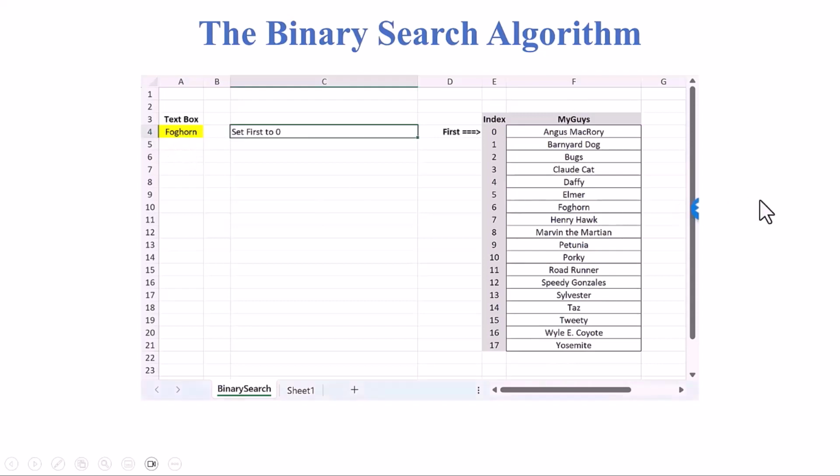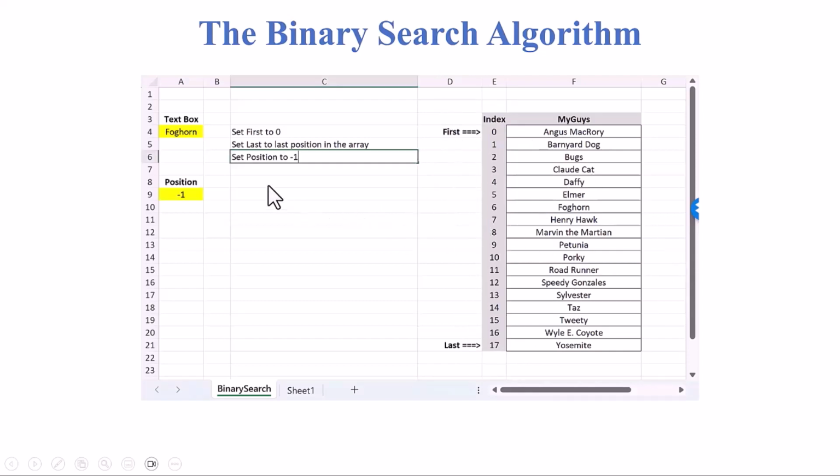So if we go forward in this, the first thing we do is set our first to 0, and we're pointing at this particular element in the array. Then we set our last to Yosemite. That's our max. That allows us to figure out that's the range we're going to be looking at. The Foghorn we're looking for is somewhere in here. So what do we do next? Well, we set that position to -1. So we've got that position set up. Then we set a Boolean to false. This is going to get us out of the loop we're about to get into.